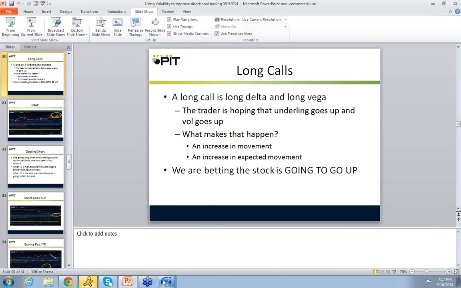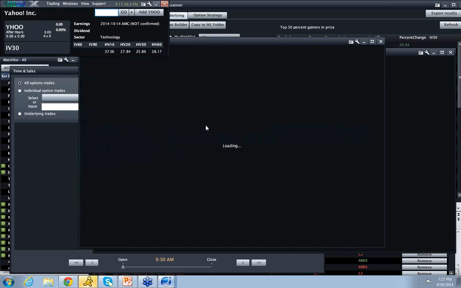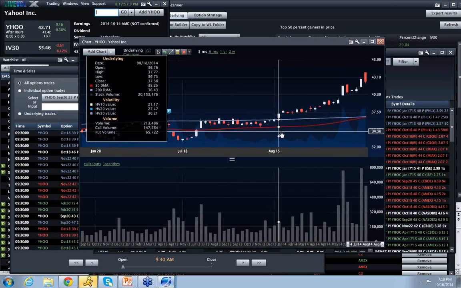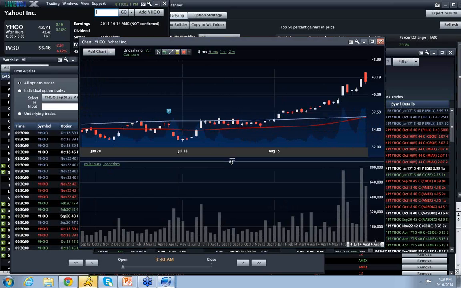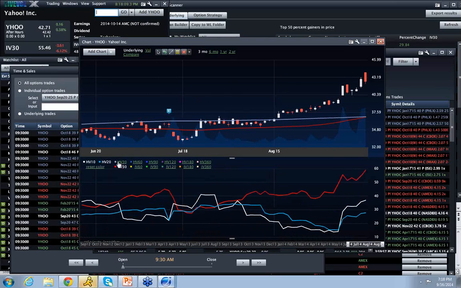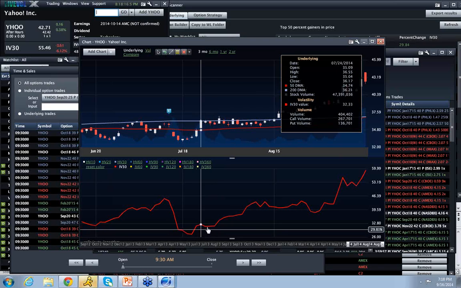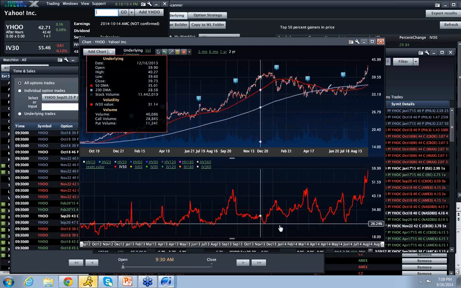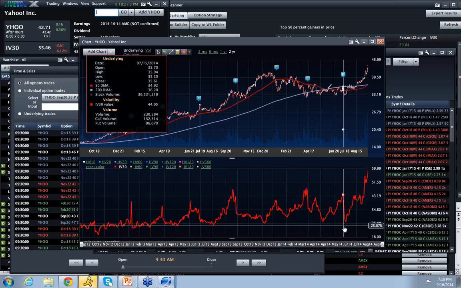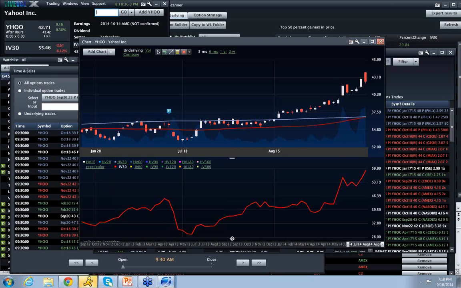Let's take a quick look at another example, one that's in the news right now, Yahoo. Let's say you think Yahoo's going to rally on the news. Then we pull up a vol chart, and you're looking kind of in here. You say, I know Yahoo's going through some trouble, but implied volatility is really low. You're looking at these July lows. This is a perfect time to buy a call or buy an option.